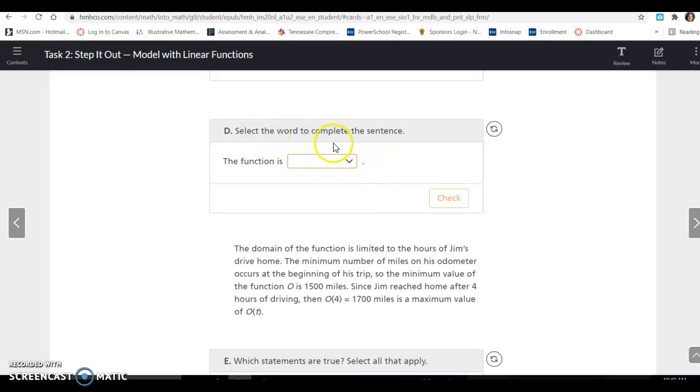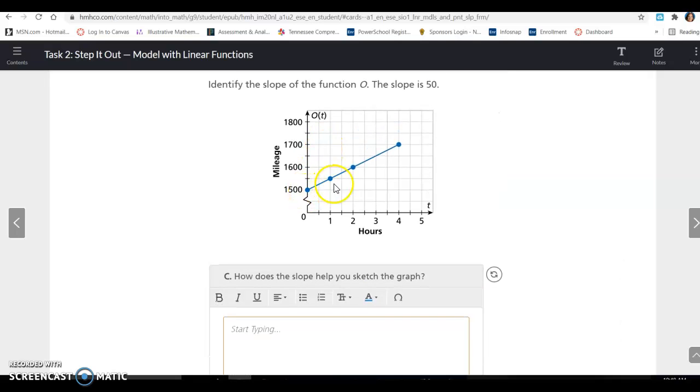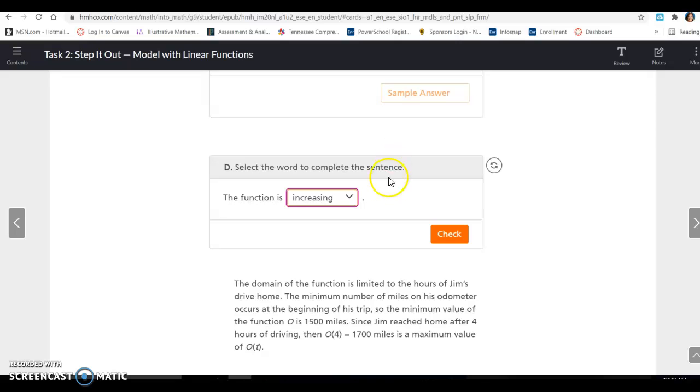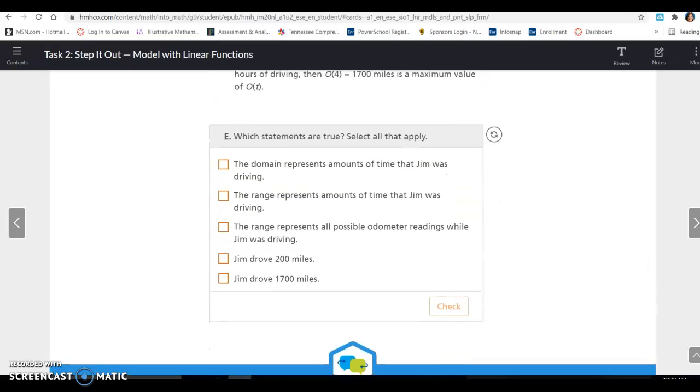All right, it says select the word to complete the sentence. The function is increasing. So we can see that this function is going up. So the amount of time is increasing. As the amount of time passes, the number of miles is increasing at a rate of 50 miles per hour.